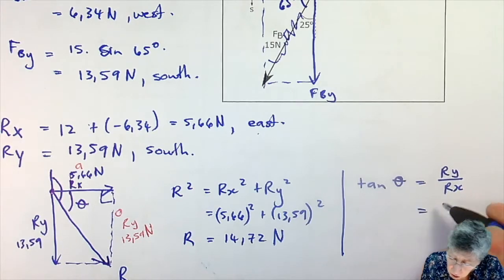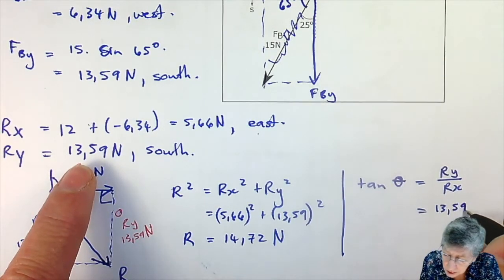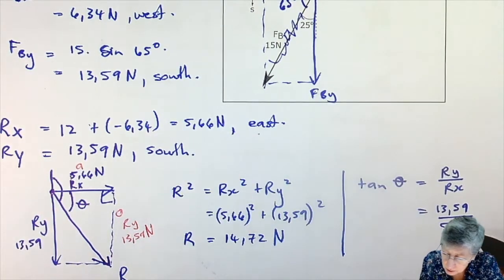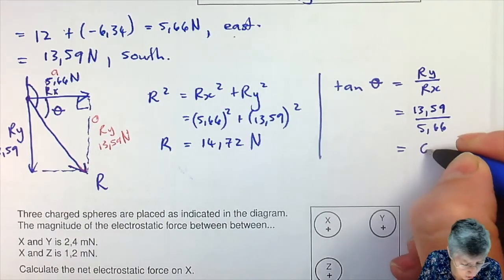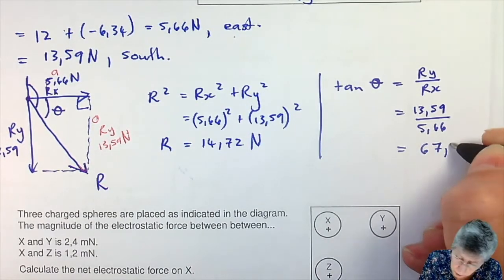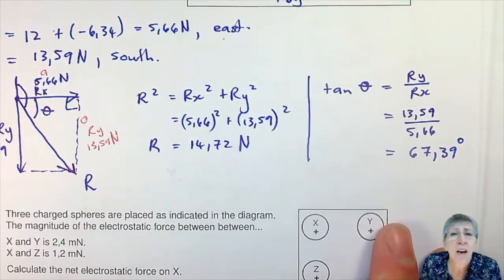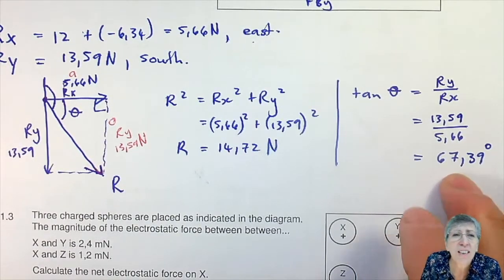And RY, that was 13,59, and RX, that was 5,66. And then if you work out the angle, you should get 67,39 degrees. Right. Okay, guys, it's always worthwhile to just stop and see, is that possible?